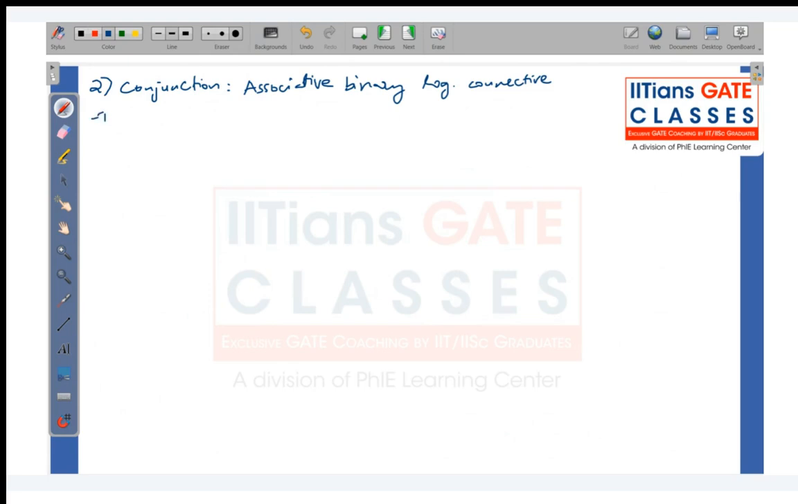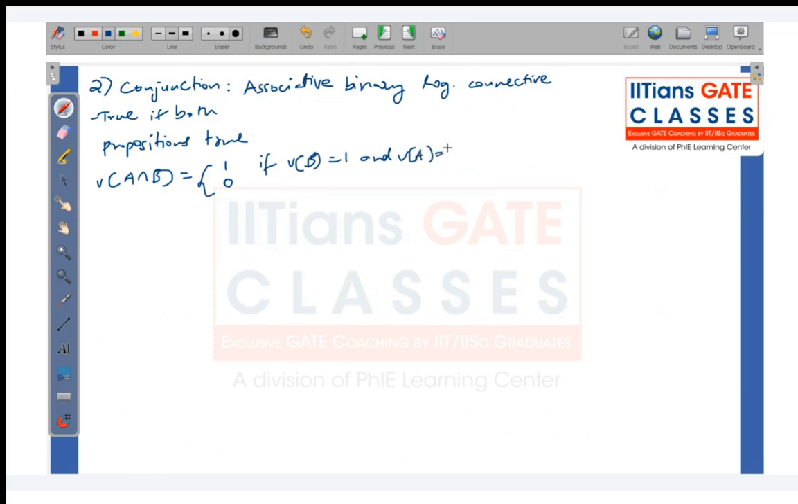Fine. So the property is this is true if both the propositions are true. And the value, let's say, of A and B, if I'm going to define this, it's going to be either 1 or 0. That is 1 if the value of B is 1 and the value of A is also 1. And otherwise, it is 0.